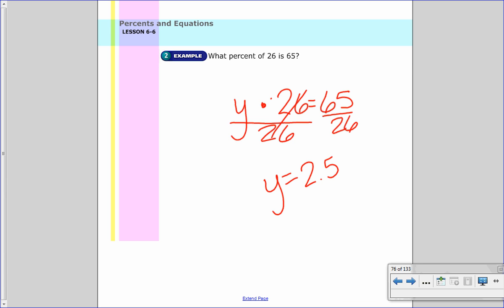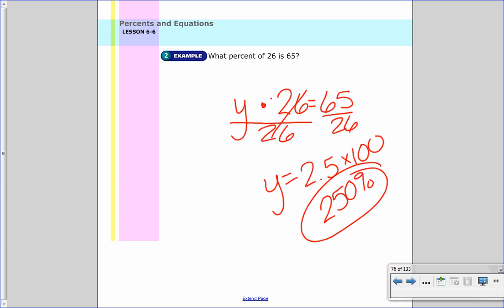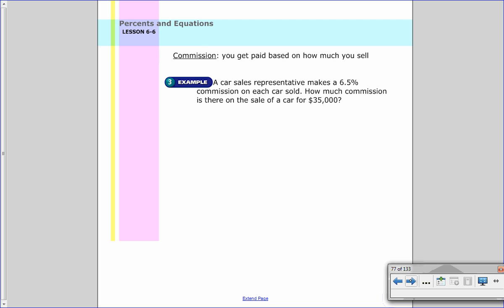Now that doesn't make sense as a percent. Right now it's just written as a decimal. So to switch a decimal to a percent, you always times by 100. So 2 5/10 times 100 is 250%. That's your answer. So that's something to keep in mind. Whenever they ask about what percent, you're going to have to multiply your answer by 100. That's the only way you're going to have it written as a percent.